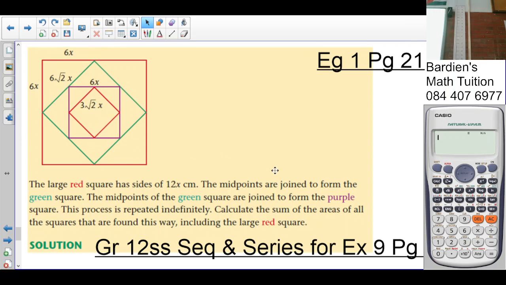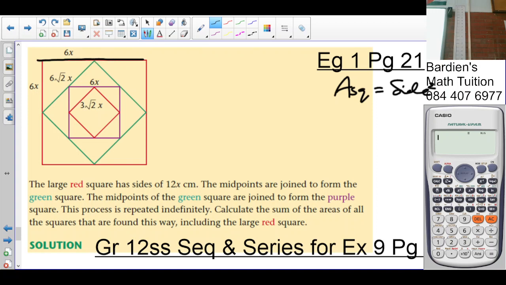So what I'm going to do is set up a sequence for the areas of these squares. If I look at the first one and I work out the area of a square, how do I calculate the area of a square? The area of a square is going to be side squared. So the length here of the side is simply going to be 12x. So it's 12x squared, which is 144x squared. Let's look at the next one.